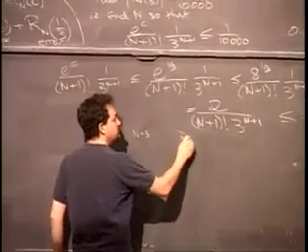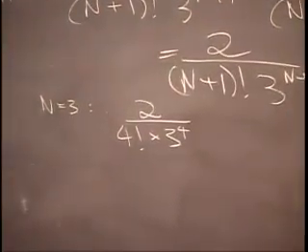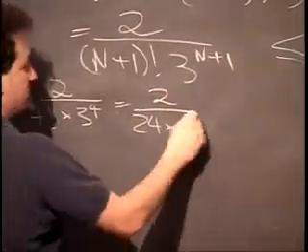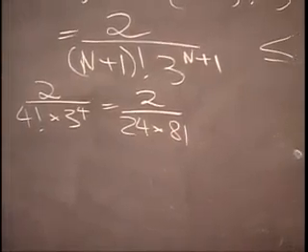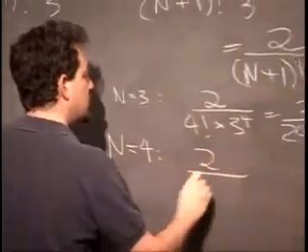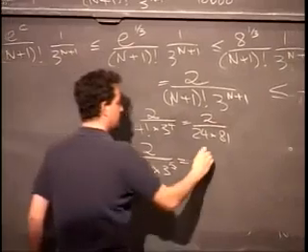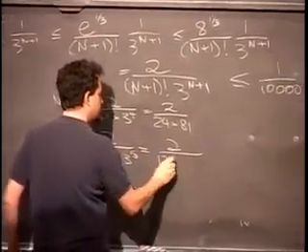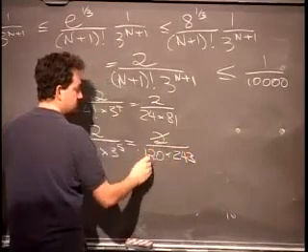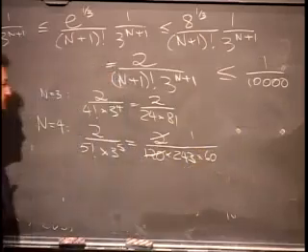You get 2 over 4 factorial times 3 to the 4. Well, 4 factorial is 24. 3 to the 4 is 81. That's not going to be good enough. That's not going to give us 1 over 10,000. Let's try n equals 4. You get 2 over 5 factorial times 3 to the 5. Okay. 5 factorial is 120. 3 to the 5 is actually 243. So this is 1 over 60 times 243.